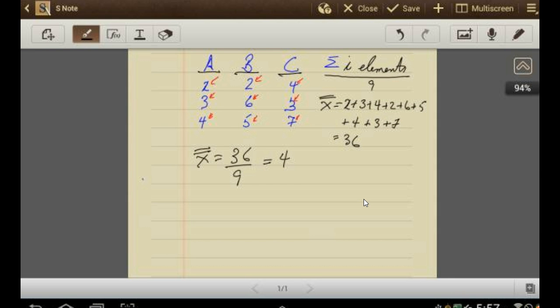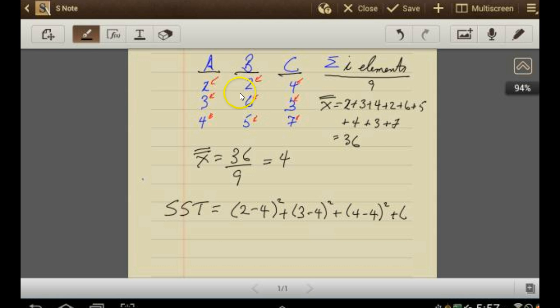So what I need now is to get the SST, sum of squares total, which is equal to 2 take 4 squared, plus 3 take 4 squared, plus 4 take 4 squared, plus 2.